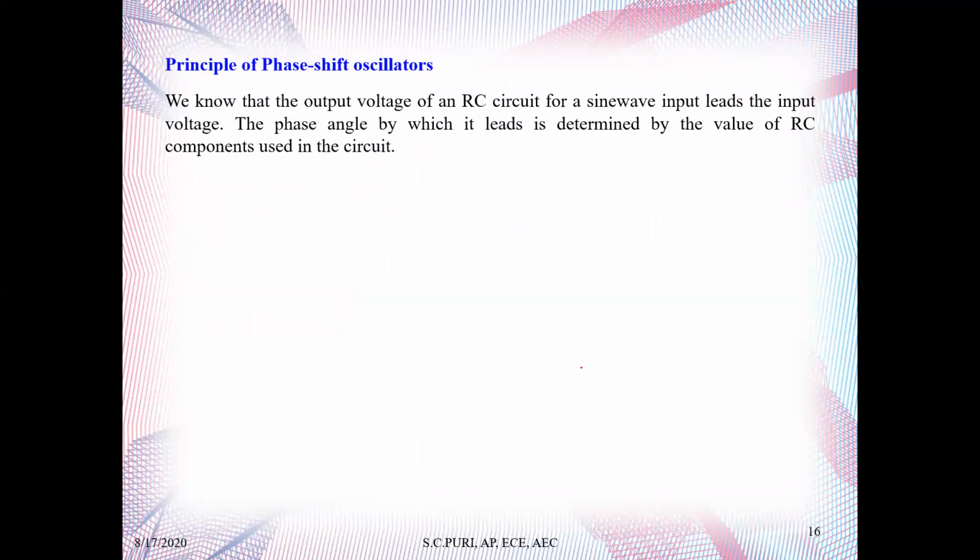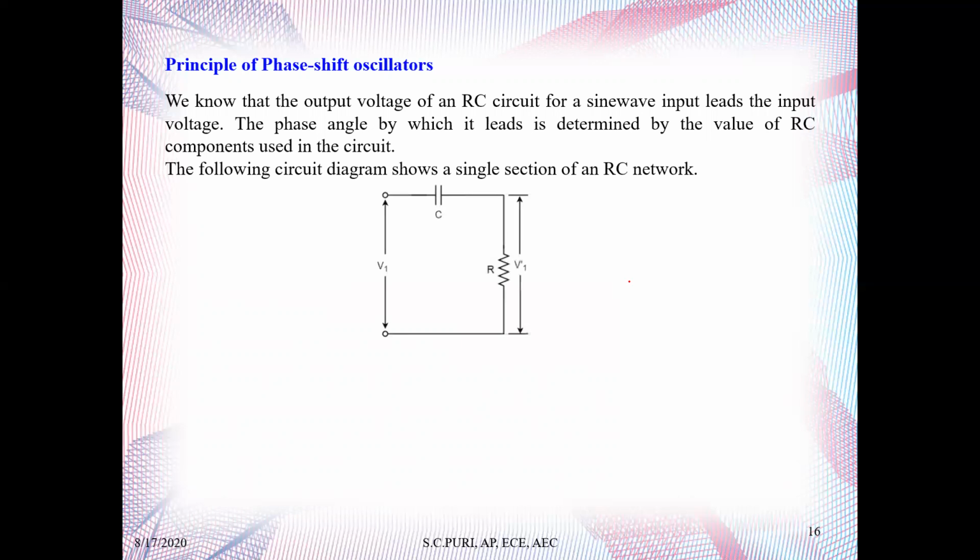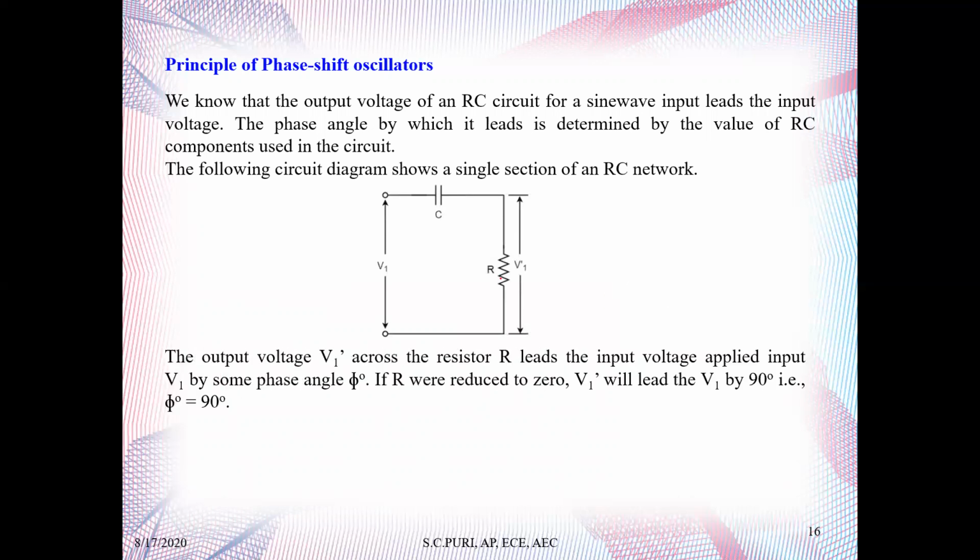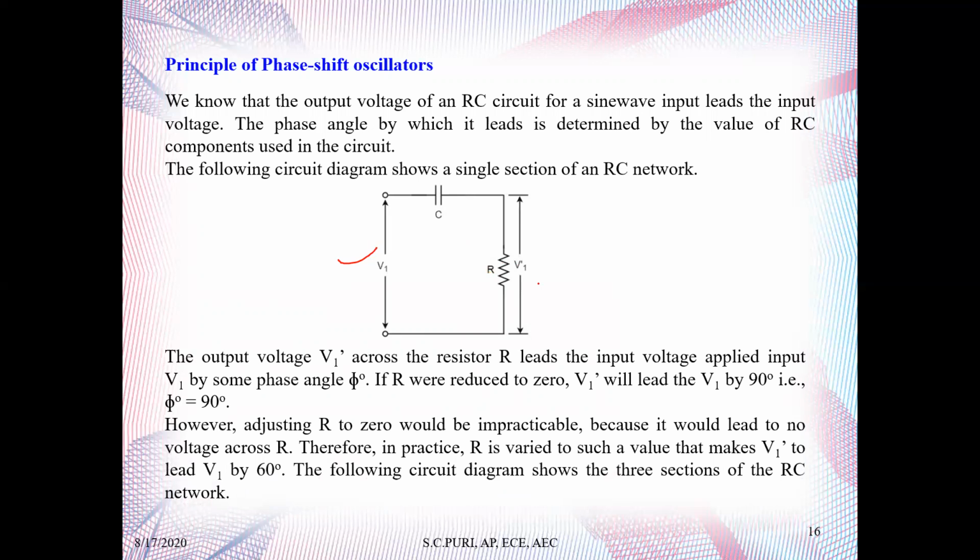Now, principle of phase shift oscillator. We know that the output voltage of an RC circuit for a sine wave input leads the input voltage. The phase angle by which it leads is determined by the value of the RC components used in the circuit. The following circuit diagram shows a single section of an RC network. The output voltage V2 across the resistor R leads the input voltage applied V1 by some angle phi degree. If R were reduced to 0, V2 would lead V1 by 90 degree, that is phi is equal to 90 degree. However, adjusting R to 0 would be impracticable because it would lead to no voltage across R, because it will be a short condition. It is not possible because we want the voltage, and for that we want a load at the output. Therefore, in practice R is varied to such a value that makes V2 lead V1 by 60 degree.